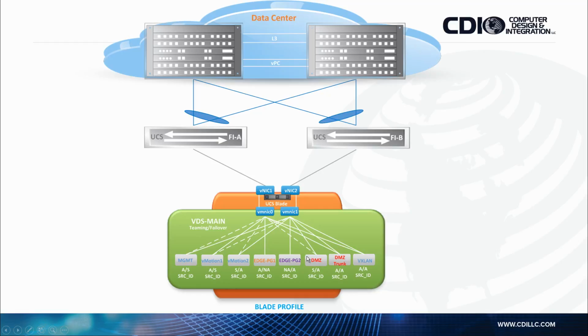The DMZ will use a standby-active configuration, also based on port ID, as all of them are. The DMZ trunk and the VXLAN port group will utilize both uplinks actively based on port ID. And here we have a multi-VTEP configuration, which I'll show you later. So again, this is basically the Cisco UCS and vSphere VDS and uplink design needed to support the proposed architecture. Let's jump into the configuration stage and see how all these components are configured.